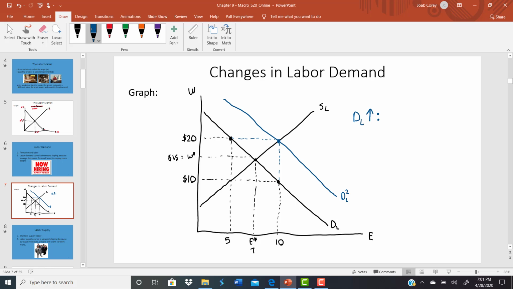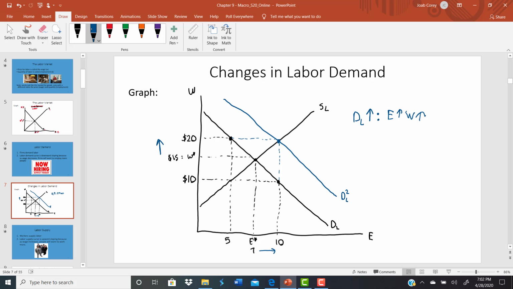So this is going to cause our employment level to go up, as we can see here, and it's going to cause our wage level to go up, as we can see here. Once again, both quantity and price move in the same direction as demand. We just have a different name for quantity and price. We call it employment and wage. So the rules are the same. They both move in the same direction as demand, and that should make sense.